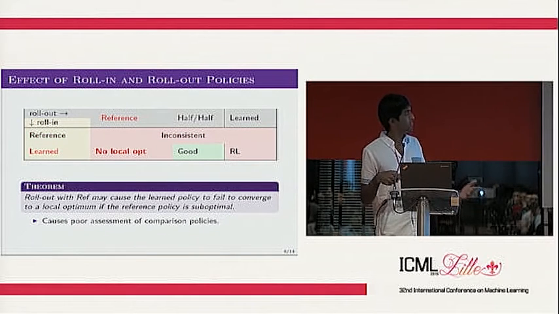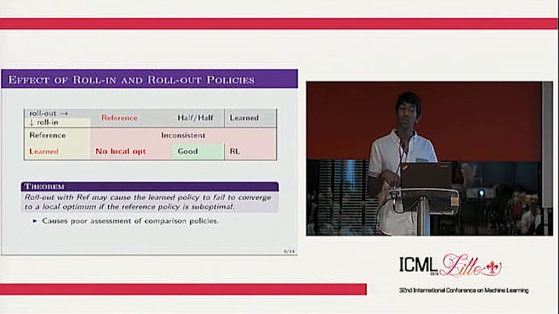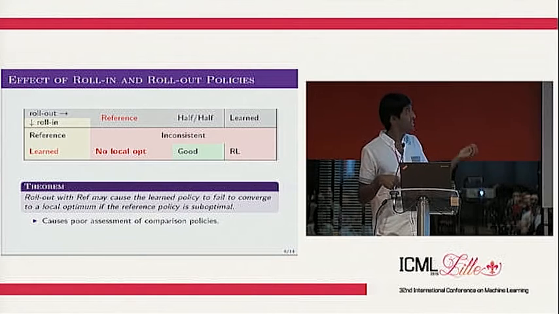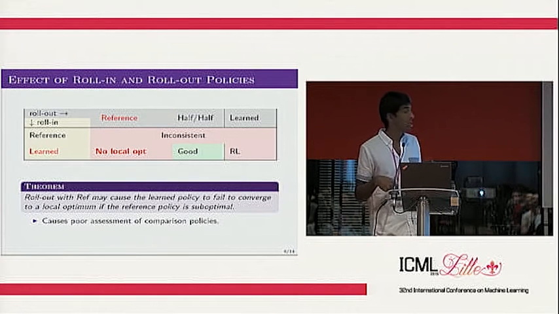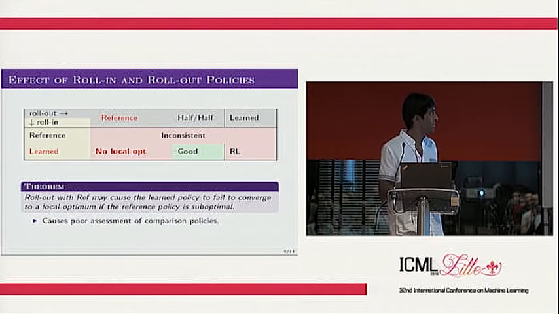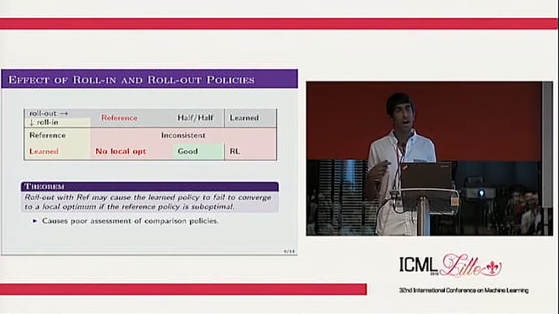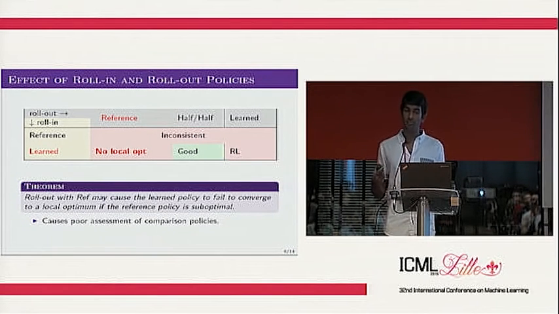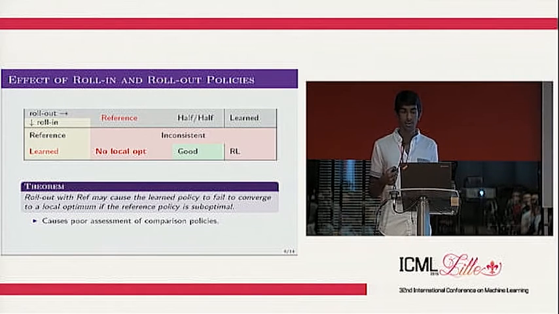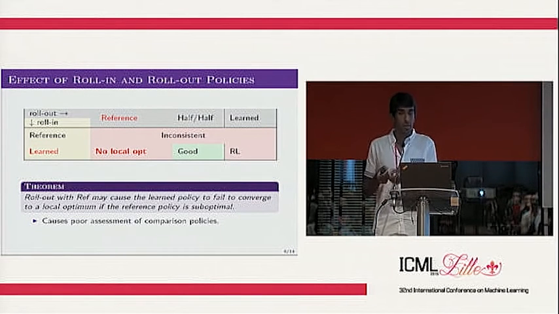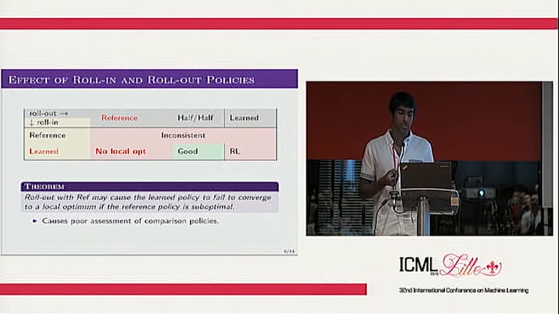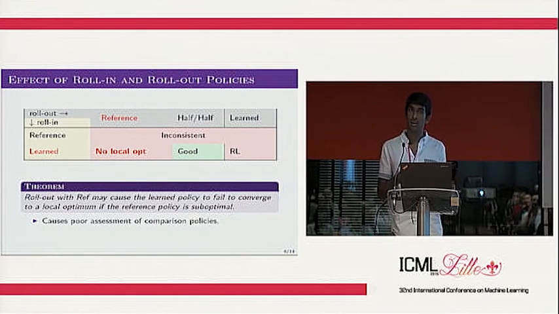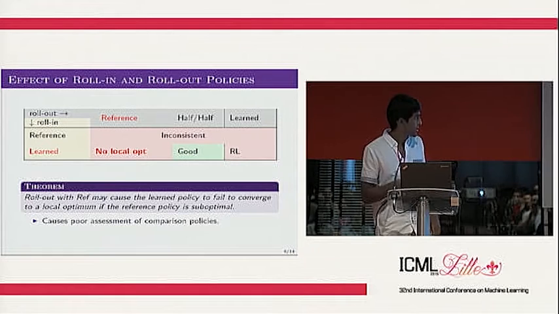OK, the other bad case is rolling in with the learned policy and rolling out with the reference policy. In this case, you can actually be consistent, meaning your regret to the reference can be controlled, but you can fail to meet this local optimality property. The reason is that you're evaluating your one-step deviations by rolling out with a reference, and this is not the right evaluation. When you compare with them in your regret bounds, you're comparing with rolling out with the learned policy, and so you might fail to assess those comparisons well, and you might fail to recognize that a one-step deviation from you is actually good. So you can fail to have this local optimality property.